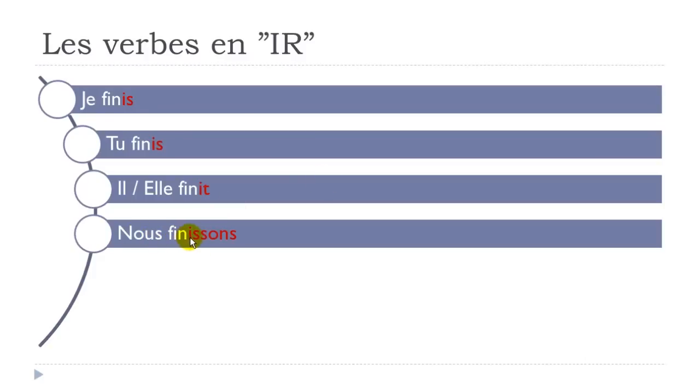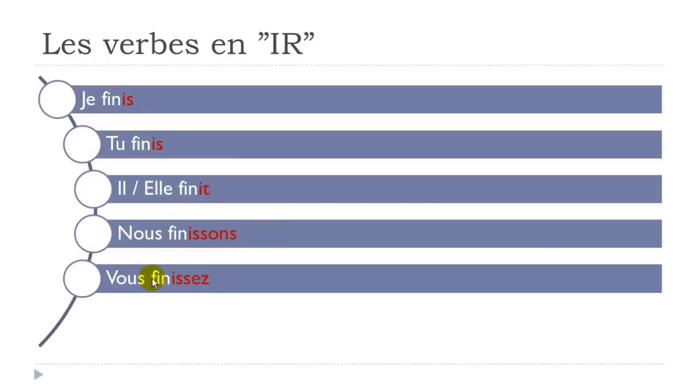Nous finissons. Okay, I-S-S-O-N-S. Issons. Nous finissons. Finissons. Okay, final S, not pronounced. Nous finissons. Vous finissez. Vous finissez. Okay, a Z at the end gives you the sound E. Okay, finissez, finissez. Vous finissez.